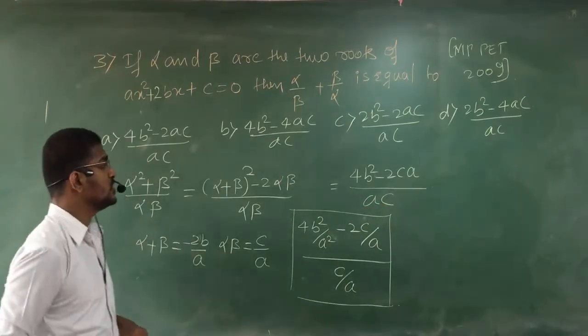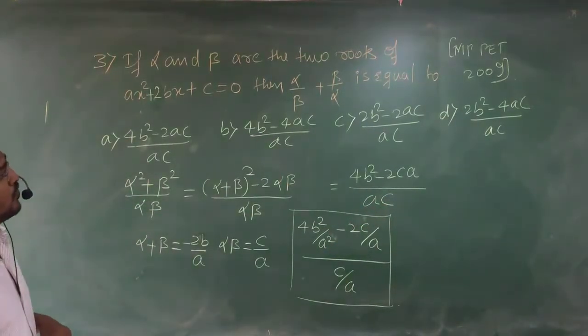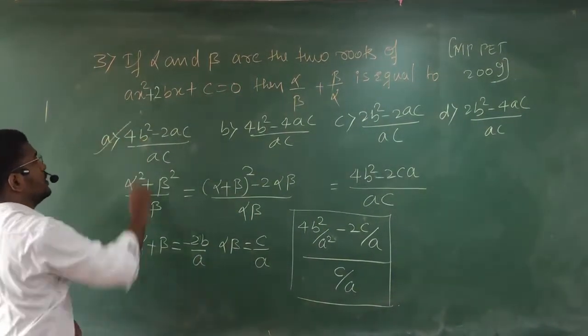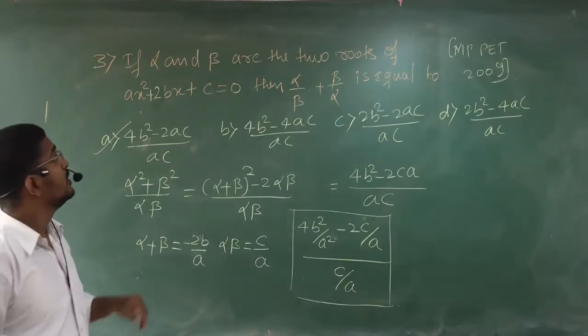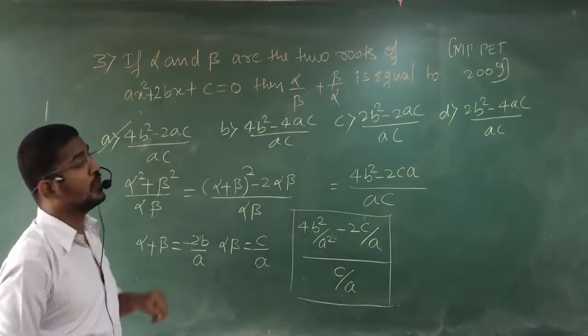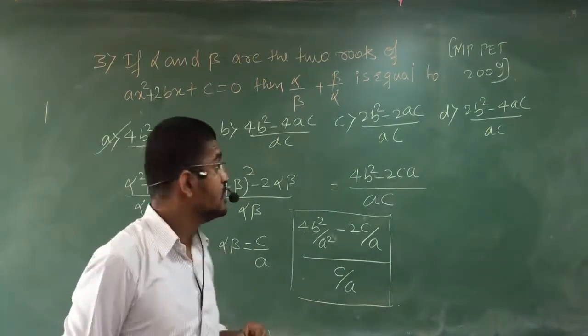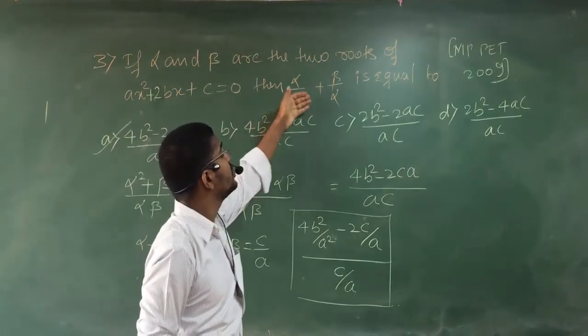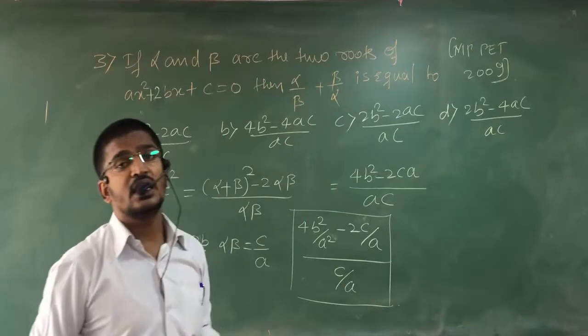Now check which one is your correct option. 4b square minus 2ca divided by ac. So option A is correct. So make sure that here it is 2. Ax square plus 2bx plus c equal to 0. Then what is alpha by beta plus beta by alpha is equal to.